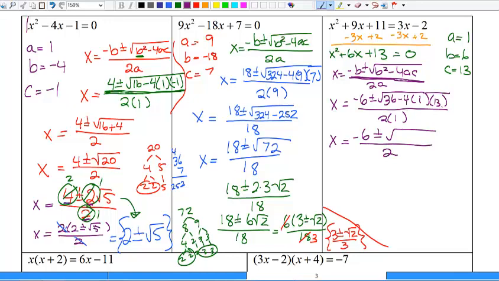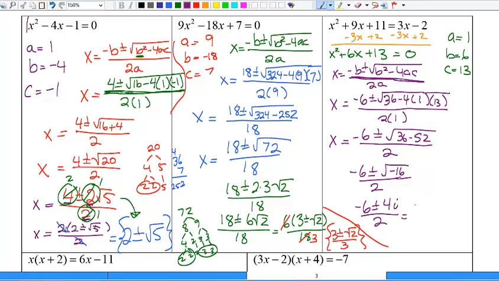13 times 4, that's 52. So we have 36 minus 52 under the radical, which gets me negative 16. Now the square root of negative 16, that's going to be 4i, because the negative makes it an i.